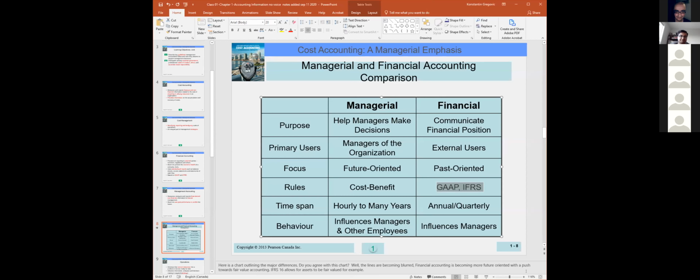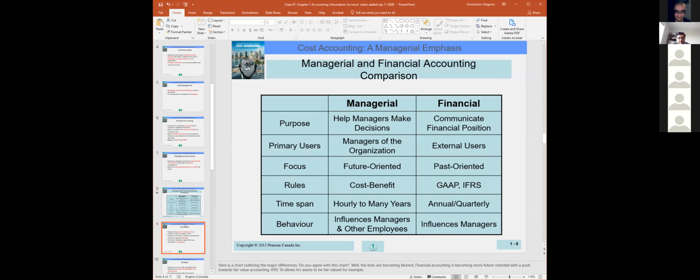IFRS 16 is, basically, the valuation of assets. You've got an option to fair value your assets. So it's just an example that financial accounting is going to fair valuation.